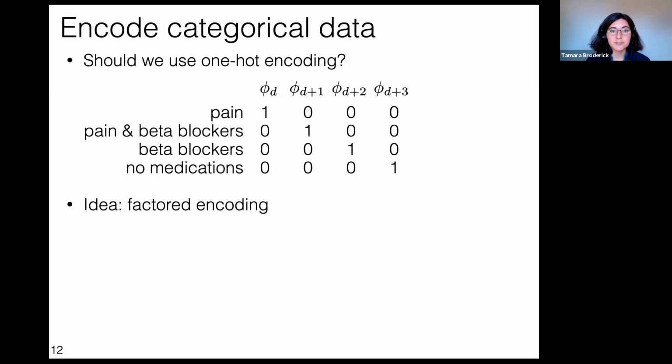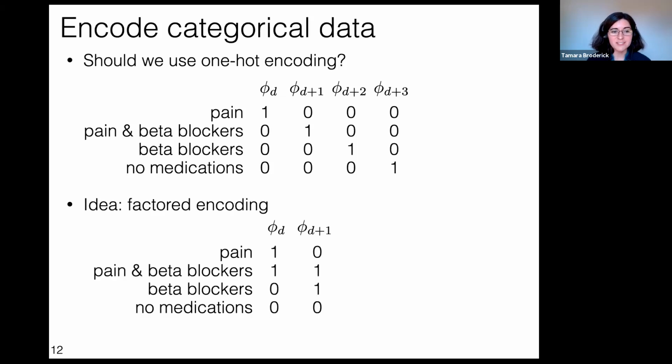So here's an idea. Let's use factored encoding. And all that is saying is exactly what we just said. I think a very common sense kind of thing, which is let's break this into 2 features. So let's say there is a feature which is, are you taking pain medication? There is a feature which is, are you taking this beta blocker medication? And that's it. That's all that these represent.